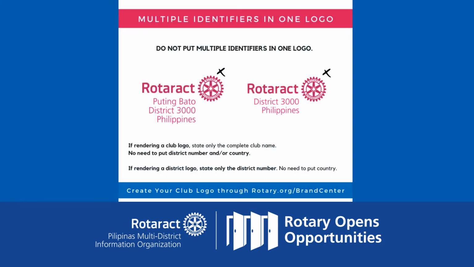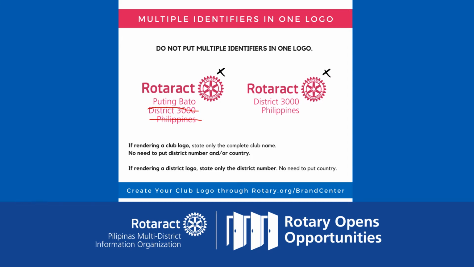If rendering a club logo, you just need to state only the complete name of your club and no need to put your district number and your country. So for this example, yes, this is wrong. And if you want to correct this one, you need to remove these two. And you have the right logo for your club, Rotaract Club of Puting Bato.